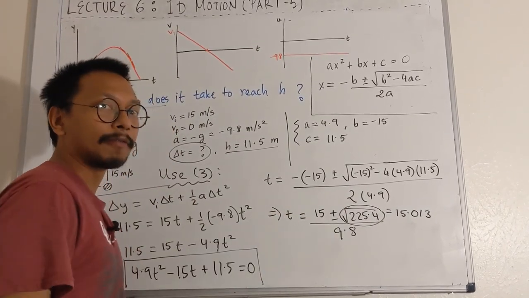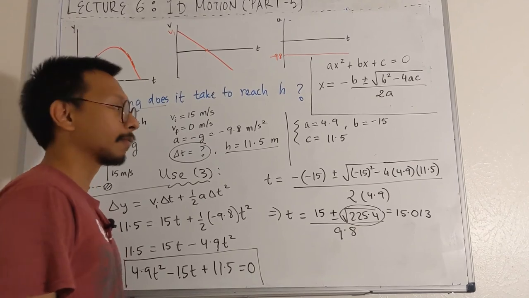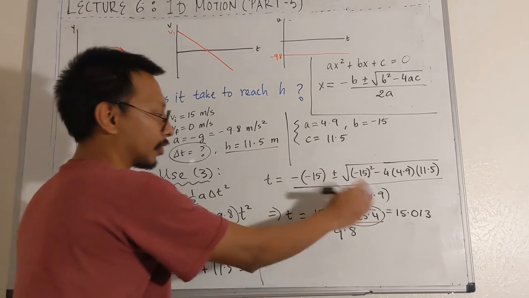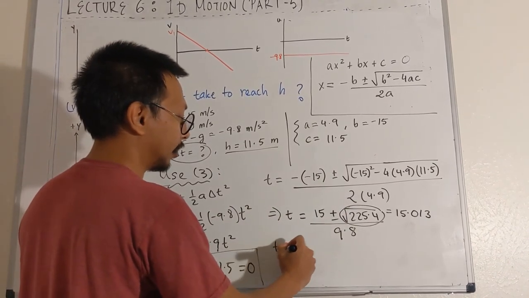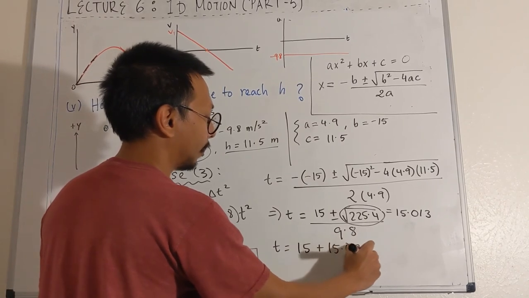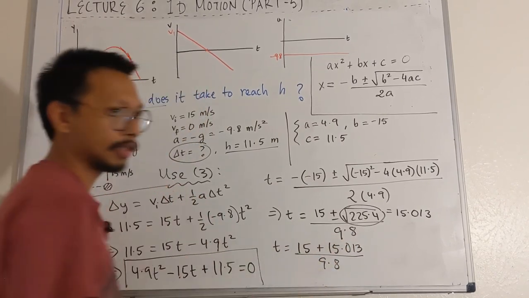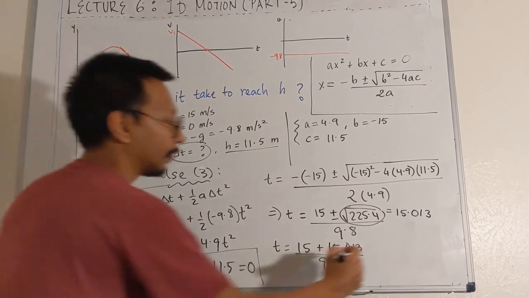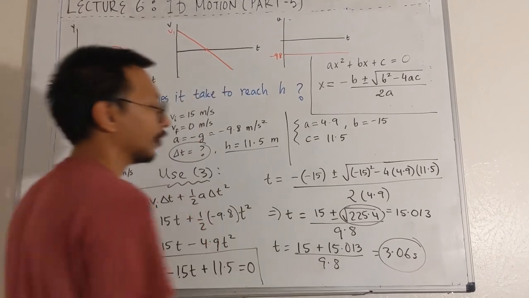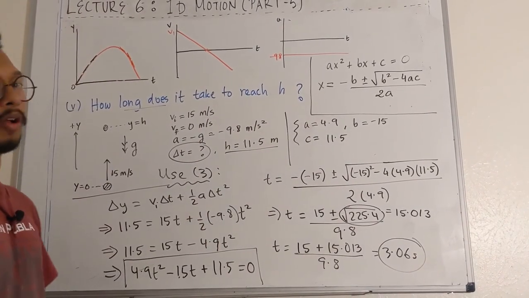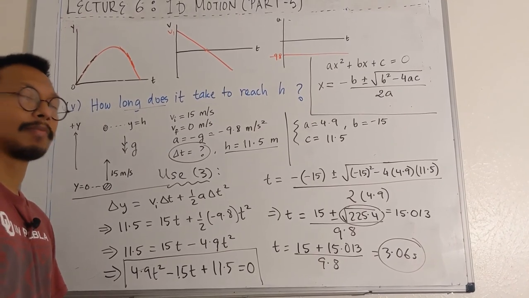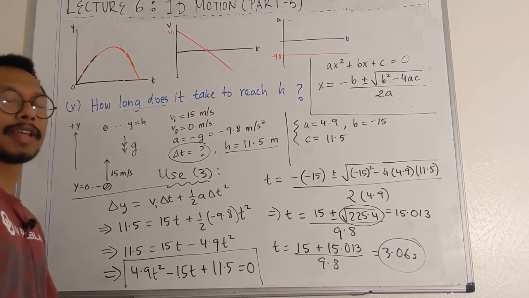Time cannot be negative. Time is absolutely positive. So we disregard the negative piece of the solution and we only keep t equals 15 plus 15.013 over 9.8, and we end up with a value of 3.06 seconds. So this is how long it took for the ball to reach maximum height. I hope this detailed example actually made kinematics a lot simpler.